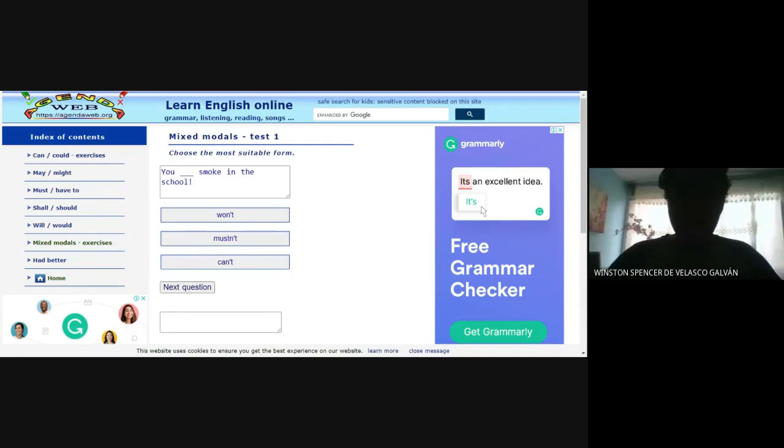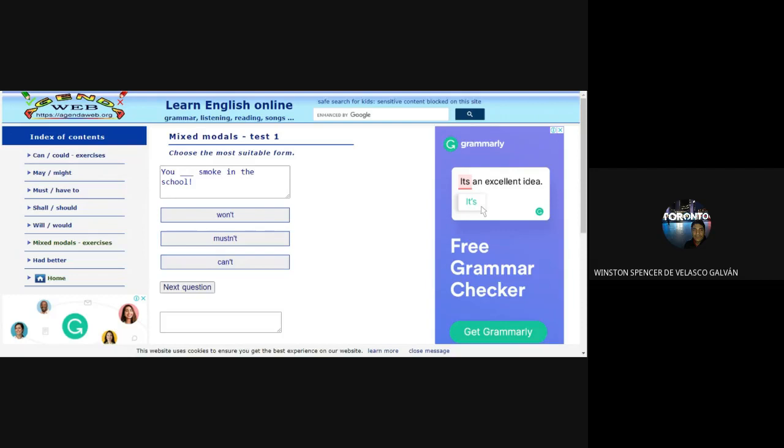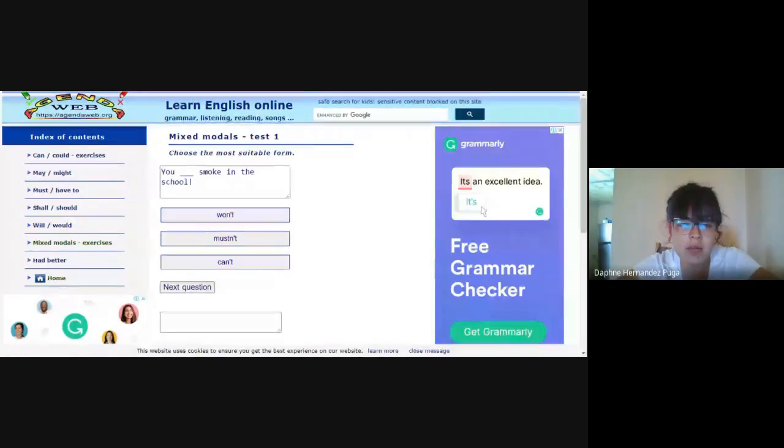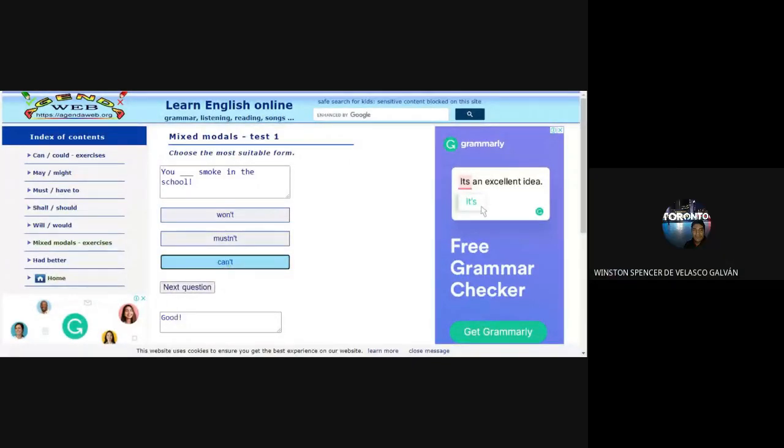Let's see. We got the following sentence. You, blank, smoke in the school. Let me know. Mustn't or can't? Tell me. Anyone? Metzli, Andrea, Lisbeth, Edith, Tanya? I don't know. It can be mustn't or can't. I will go with can't. Yes, it's better to use can't, right? Because remember, can't is for possibilities or ability. The ability of smoking in a school, it is forbidden, right? So the right answer is can't. You can't smoke in the school, right? You can't drink in the school. You can't say bad words in the school. Well, everyone says bad words, right? So, next one.